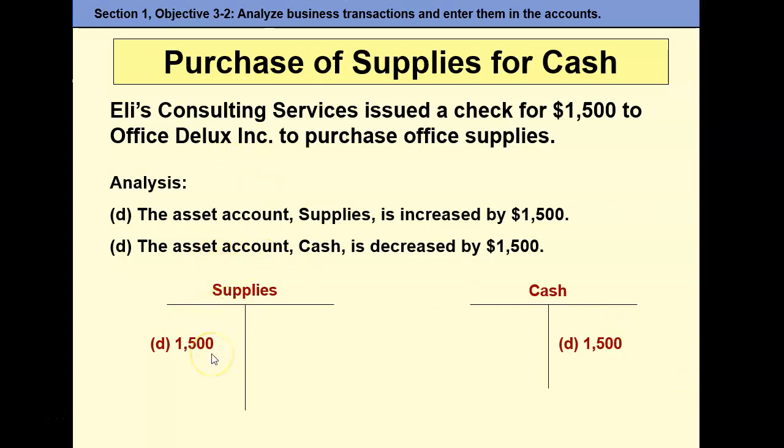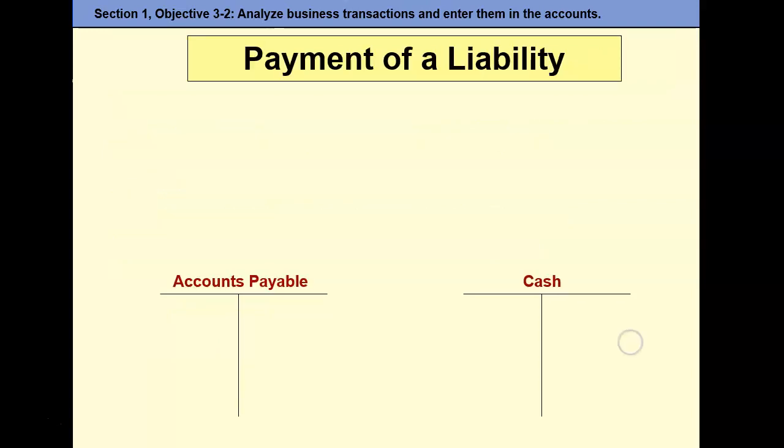Debit our supplies account for $1,500. Credit your cash account for $1,500. Remember, for every business transaction, the total amount debited must equal the total amount recorded on the credit side.